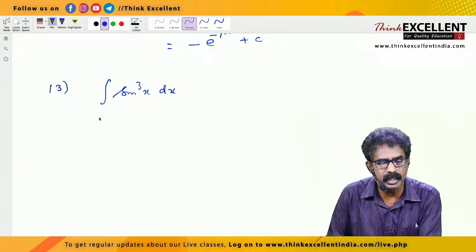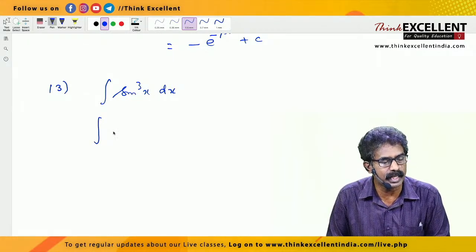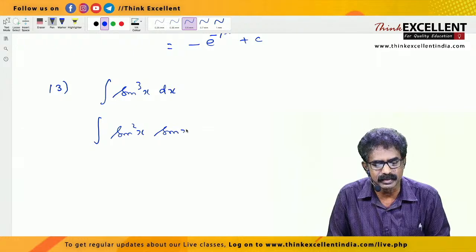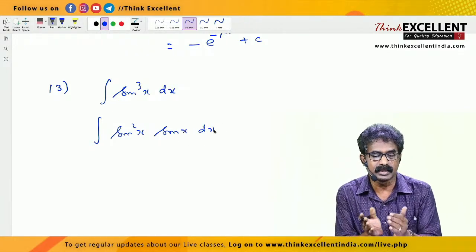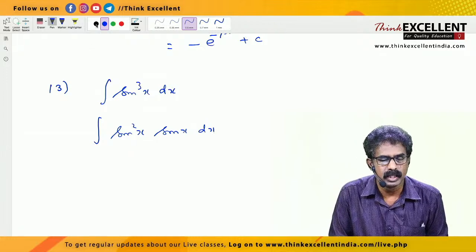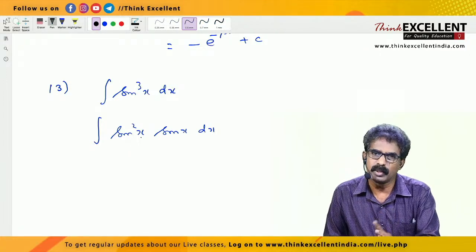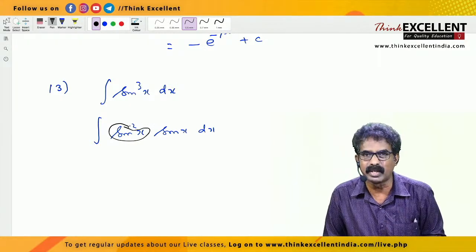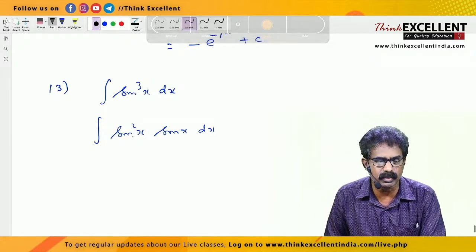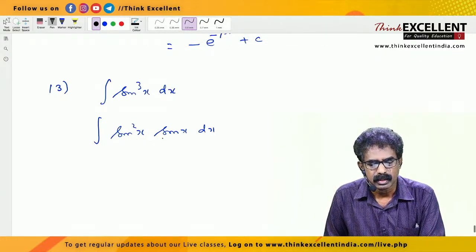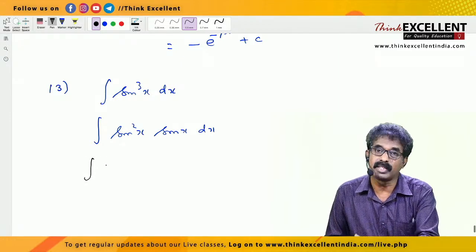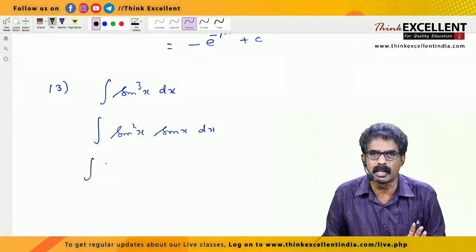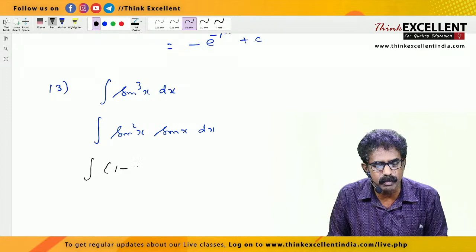Please listen to what we do here. Sine cube x, I'm going to split like this: sine square x into sin x dx. We should not take dt here, because dt square will not come anywhere. t square can come, but dt square cannot. So what can we do? This sin square x we convert into cos, because the derivative of cos is minus sin, and the minus is no problem. So sin square x you write 1 minus cos square x.